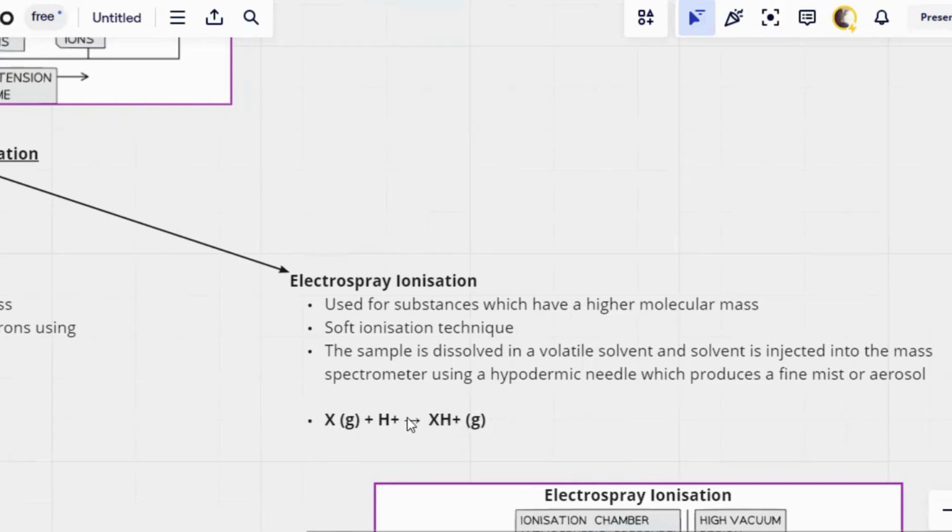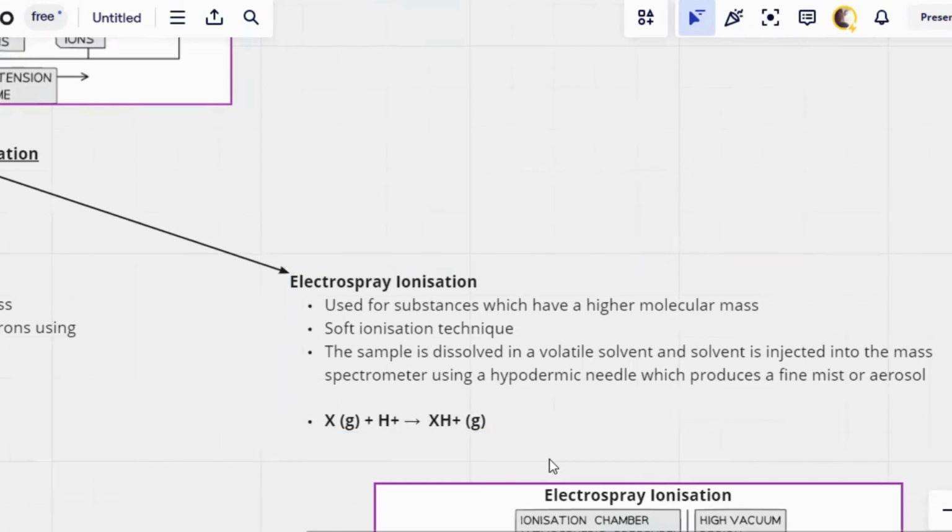The solvent evaporates afterwards, and the XH+ ions, which are positive ions, are attracted towards the negatively charged plate, and this accelerates them through the mass spectrometer. So this is the principle behind electrospray ionization.